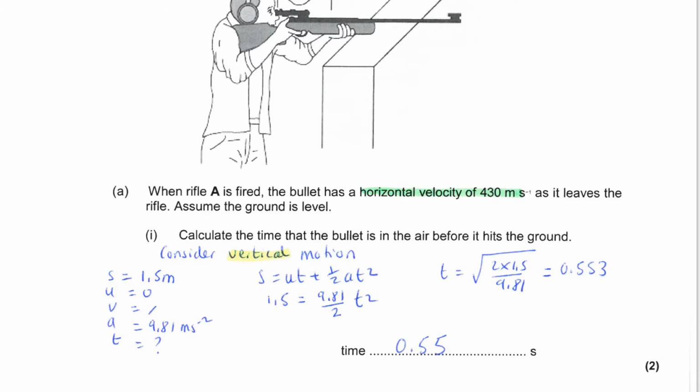Because we don't know v, we can select an equation that doesn't use it. So we select s equals ut plus a half at squared. With u equals 0, this simplifies nicely. So we substitute in our known values and then rearrange to give an expression for the time. I've given an answer here to two significant figures to match the minimum data we had in the question, which was the 1.5 metres.